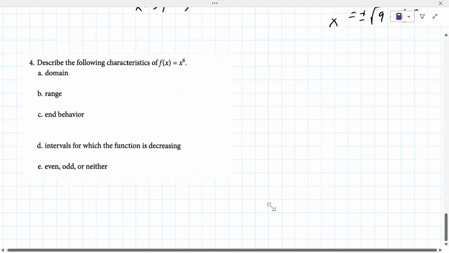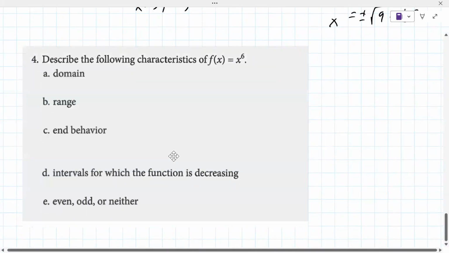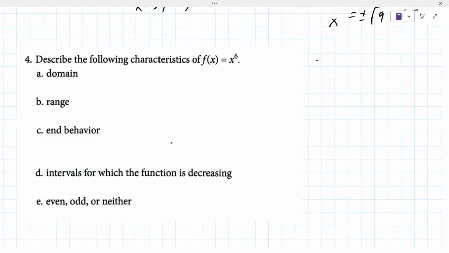Now you said you're allowed to use a calculator. Do you have your calculator handy? Okay. I want you to graph. We did this last time, and it's okay to ask me questions. I want you to graph this right here.